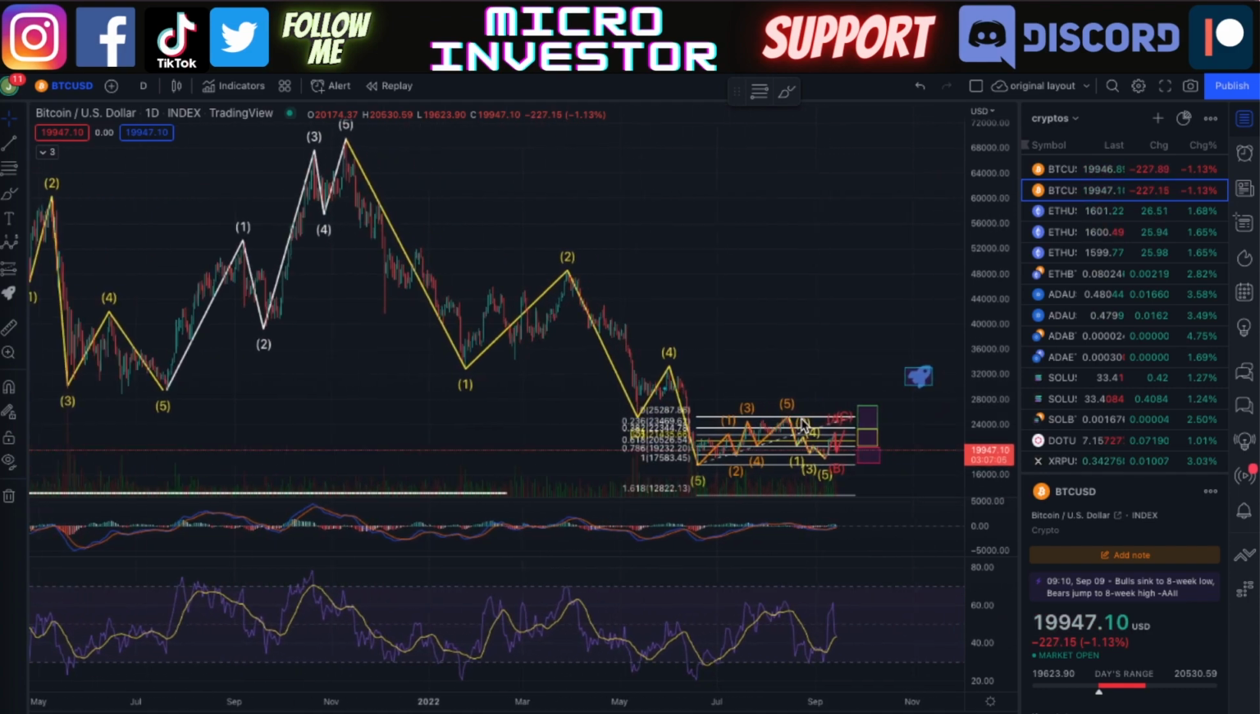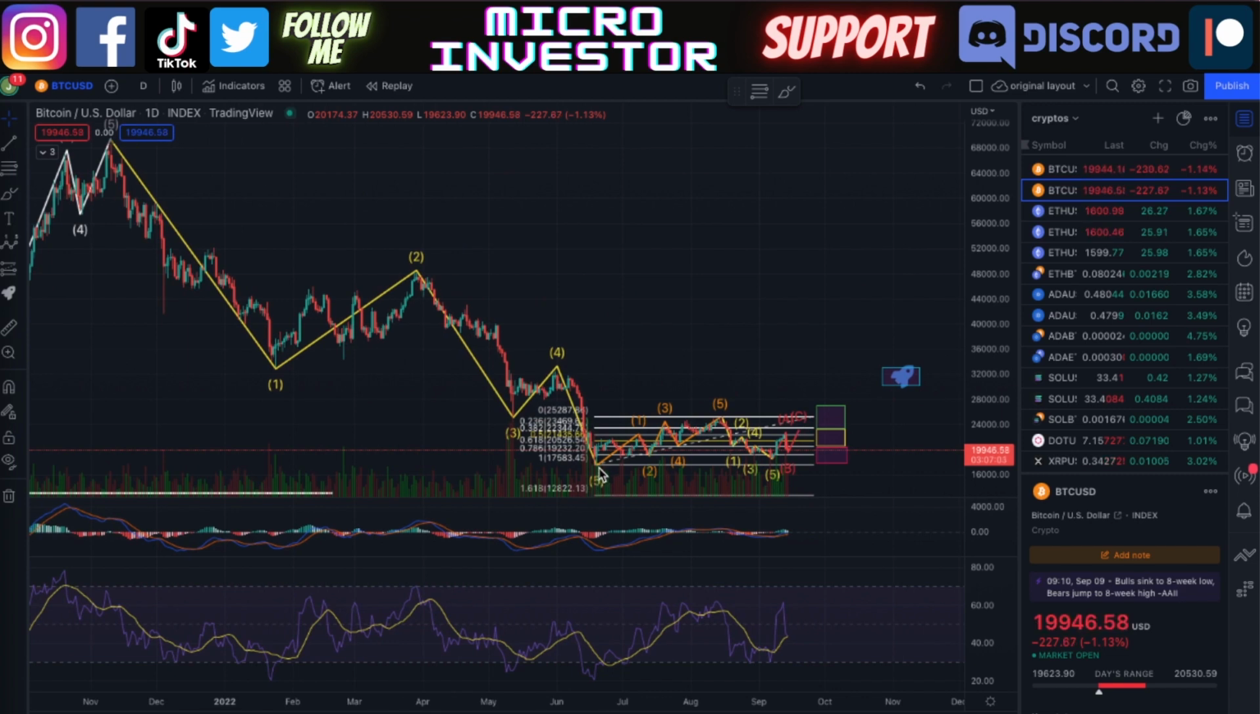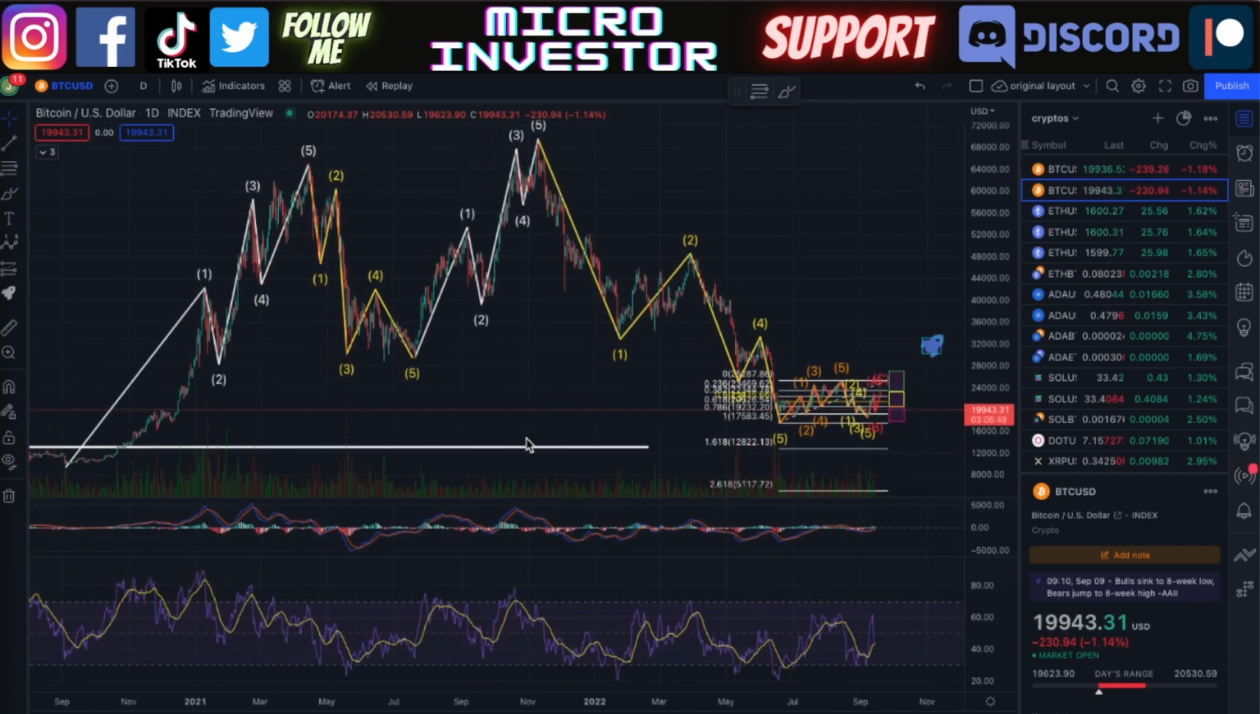Now, if we want to say that we've already completed our 5th wave, then we'll have that theory that this is what we currently have going on, and we have a whole lot of correction going on right now, and this might end up sending Bitcoin back up again and then start to retrace a lot of these previous losses. So that's one theory that we have here.